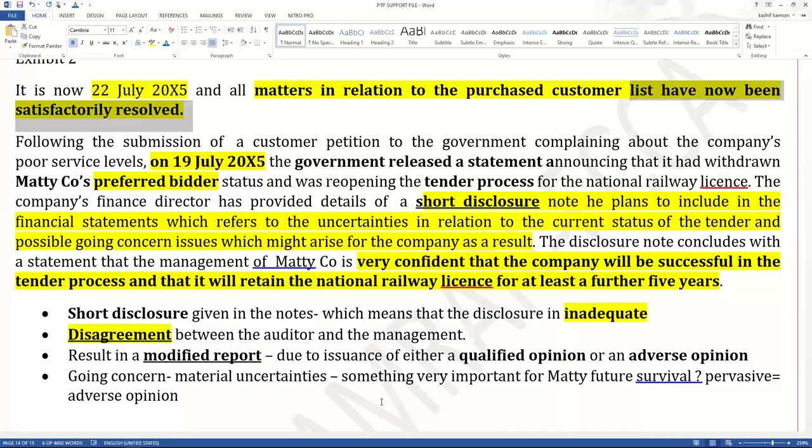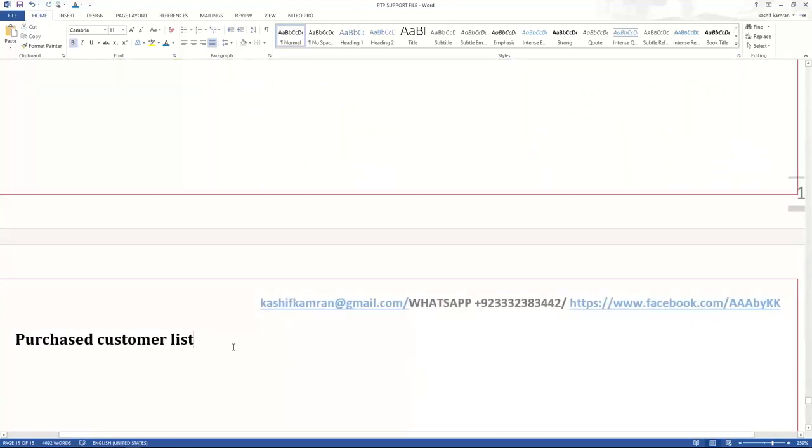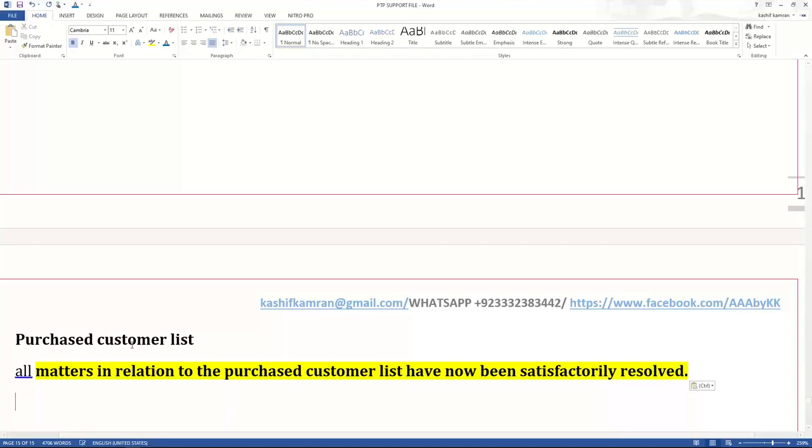So do we agree with management's value in use? Do we agree with management's indefinite life? Have we agreed to the management assumption of indefinite life? Have we agreed to the management assumption of value in use? Because the examiner is saying every matter relating to the purchase customer list has now been resolved. Control C, and you go down and you write over here: purchase customer list, all matters in relation to the purchase customer list have now been resolved.